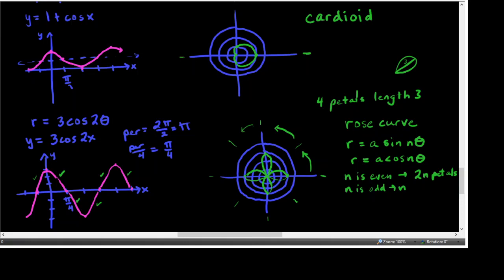So if n is odd, you'll get n petals. So if n is 3, you get 3 petals. If n is 5, you get 5 petals. If n is 6, you'll get 12 petals. So listen for even or odd there.